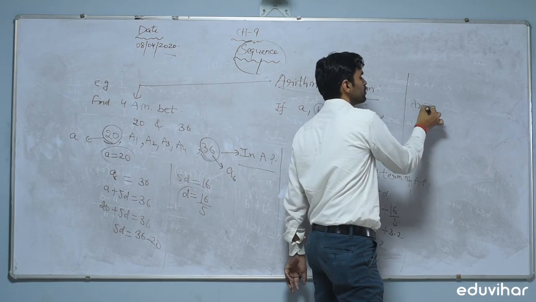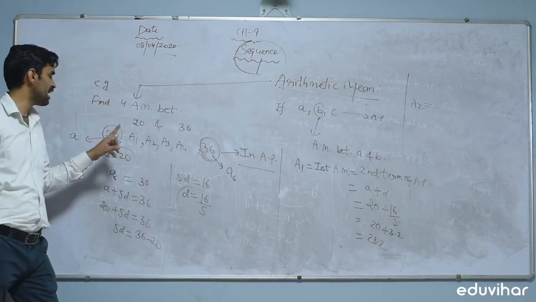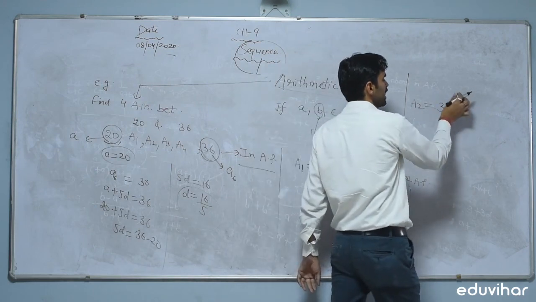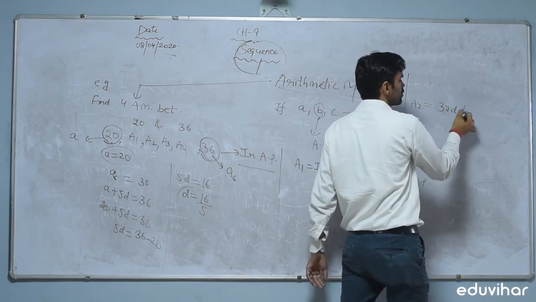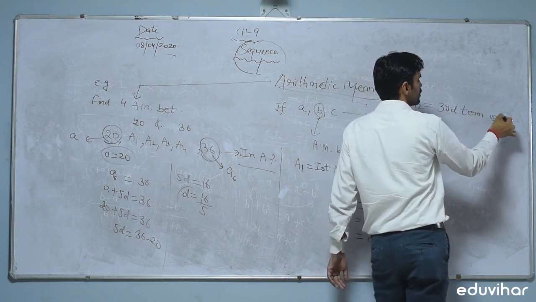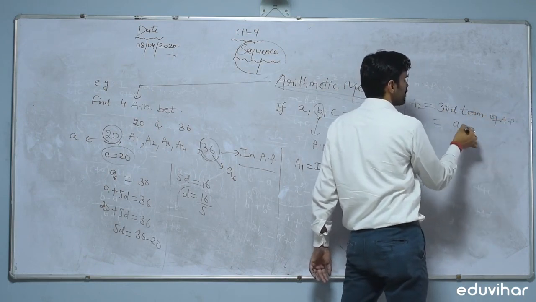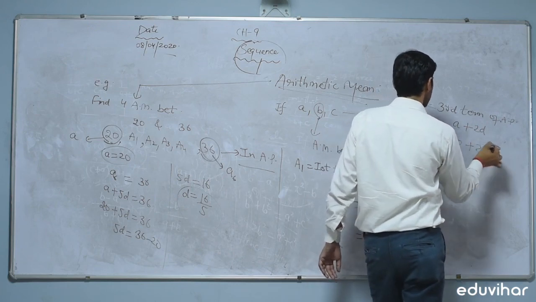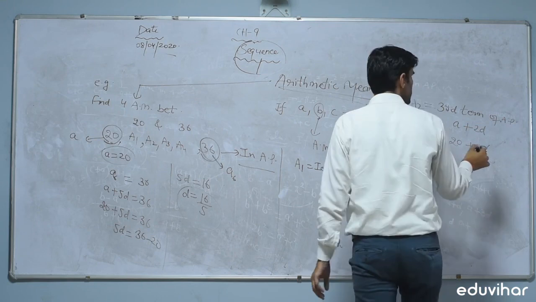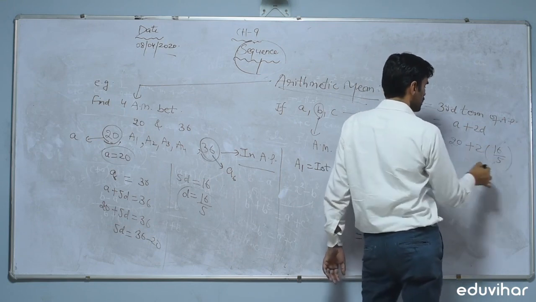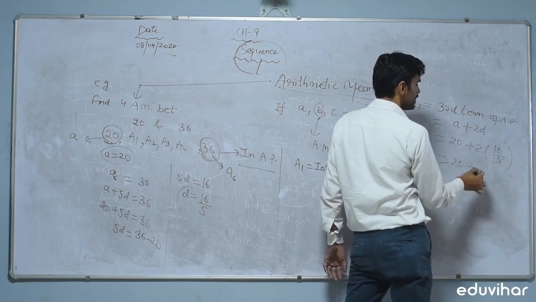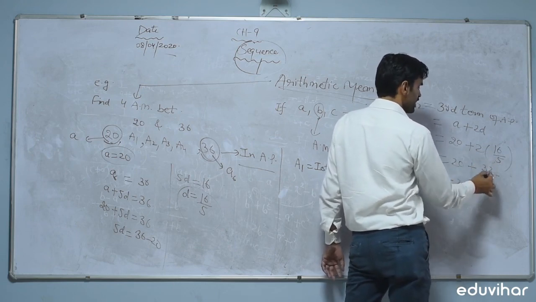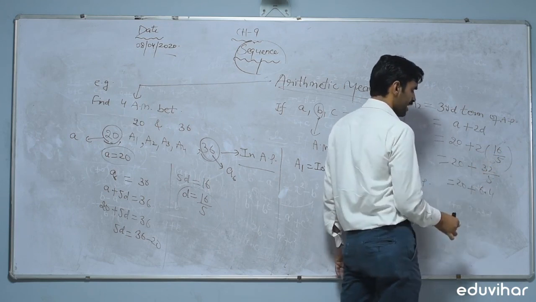Now our second AM, that is A2, is the third term of the AP. The third term of the AP can be found by using the formula a plus 2d. Here the value of a is 20 plus 2d, where the value of d is 16 upon 5. Now again we have the result 20 plus 32 upon 5. 5 6s are 30, 5 4s are 20.